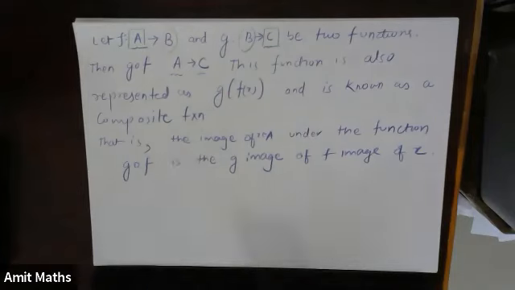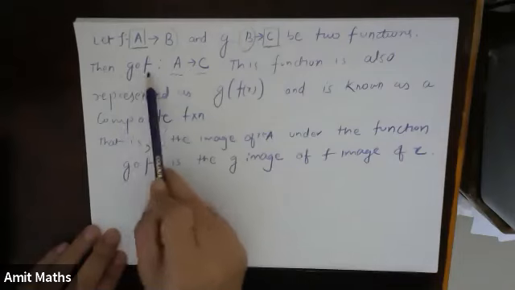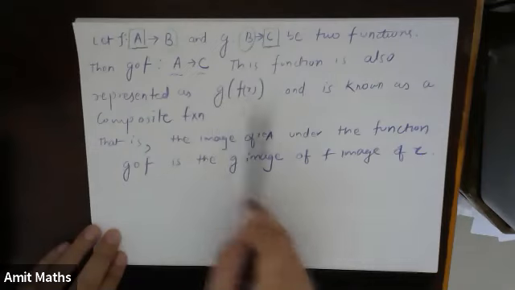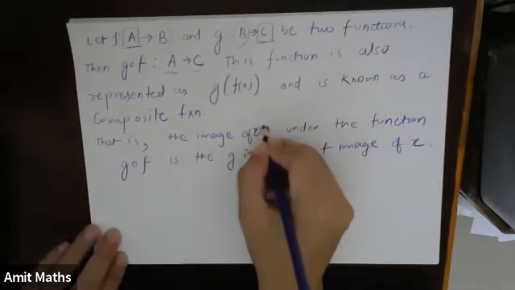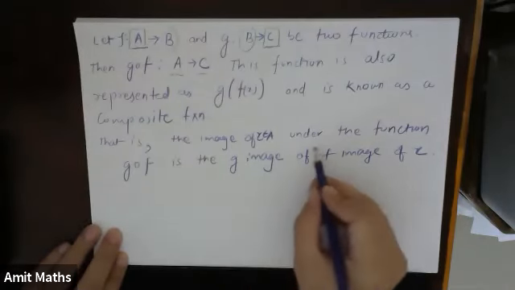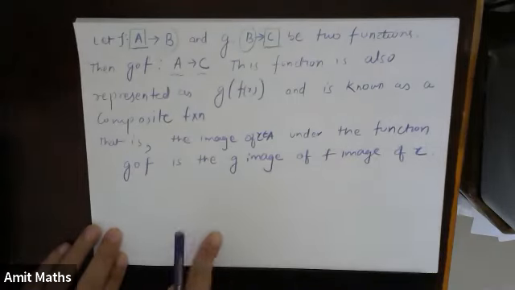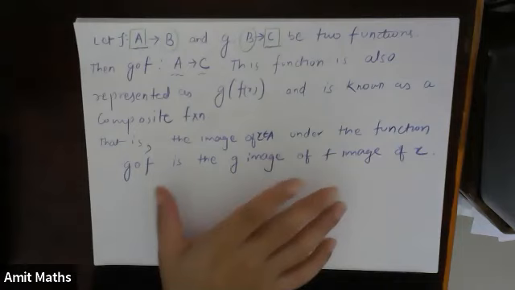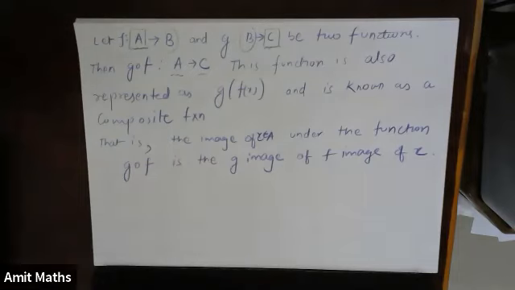What does this mean? f is from A to B and g is from B to C. Then the composite function g∘f is from A to C. This function is also represented as g(f(x)) and is known as a composite function. This is the image of x, where x belongs to A, under the function g∘f; from g, the image will be of f(x). Now we'll write some standard, very basic properties of composite functions.